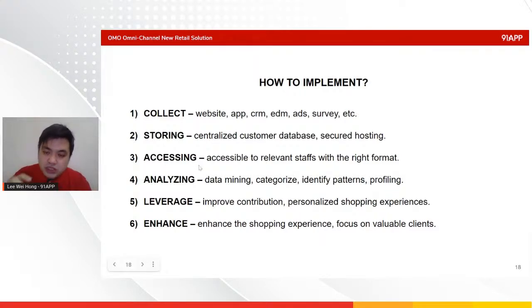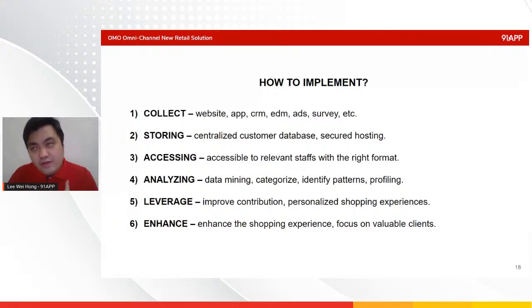And the third one is, of course, your storing of data has to be easily accessible to the relevant people, in the right formats. When they are able to access it, they will be able to analyze. So all this analyzing is the most important criterion in your CRM implementation. You have to understand the relationship between your data and also the patterns, the profiling, categorize your clients, and only later on can you leverage your analysis insights.